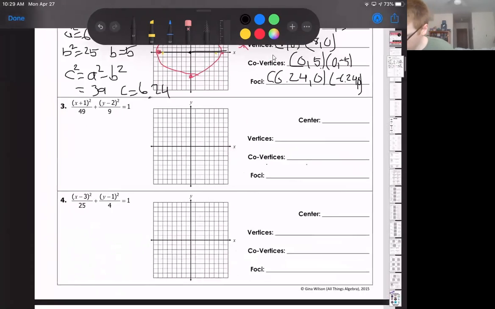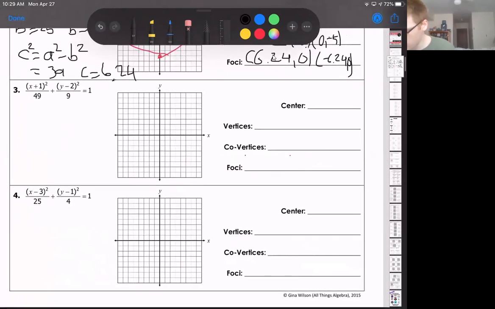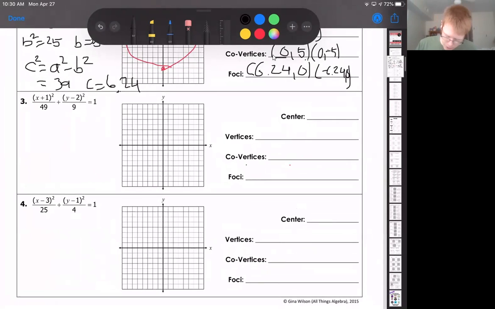Let's look at how these change when your center is not at 0, 0. We'll see you've got to be a little more careful when you're finding your vertices and co-vertices. So with this one, the first thing I want to look at is whether it's going to be horizontal or vertical. Well, the x part's over 49, the y part's over 9. Since the x part's over the bigger number, this is going to be horizontal.